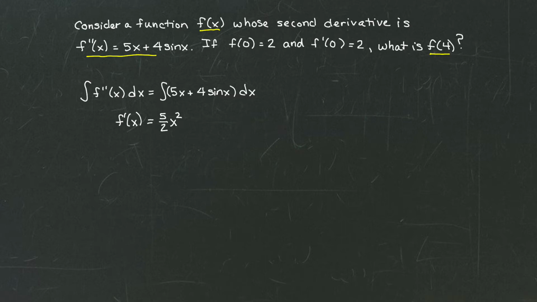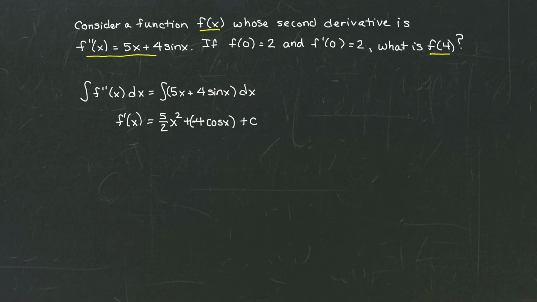So I have 5 halves x squared plus, and now let's take the antiderivative of 4 sine x. Well, I know the derivative of sine is cosine. What about the antiderivative? Well, we're going backwards. The derivative of cosine is minus sine. So the antiderivative here has to contain a negative in it, right? Because the derivative of cosine is minus sine. That means the antiderivative of sine actually has to be minus cosine. And then we add c to the end.